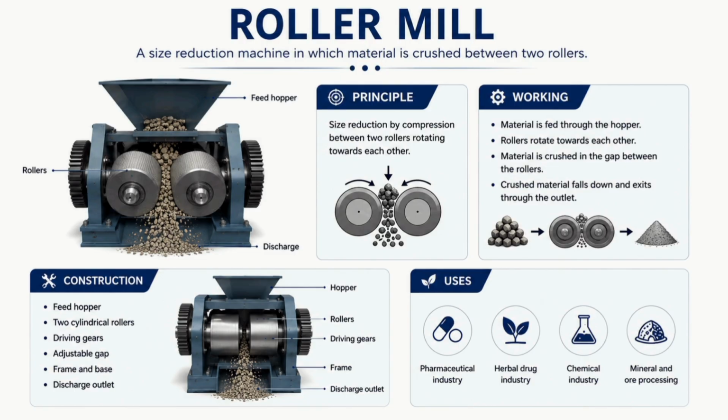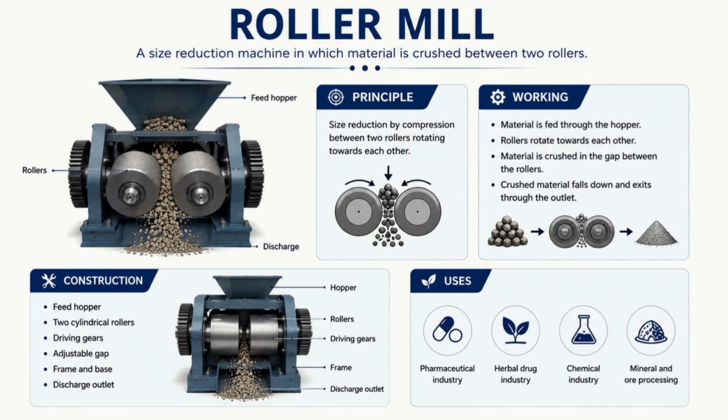Working. Students, now let us understand the roller mill. The material enters through the hopper. The rotating rollers pull the materials between them. So the compression force is applied. The particles break into smaller pieces. Observe the diagram here. The reduced material comes out through the bottom.